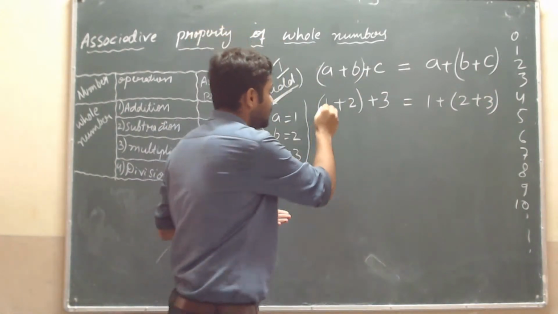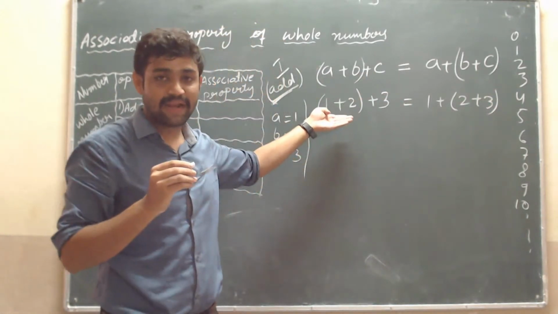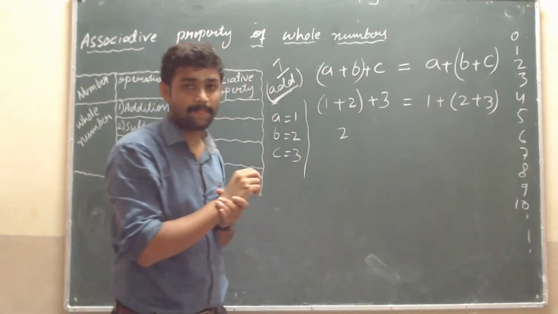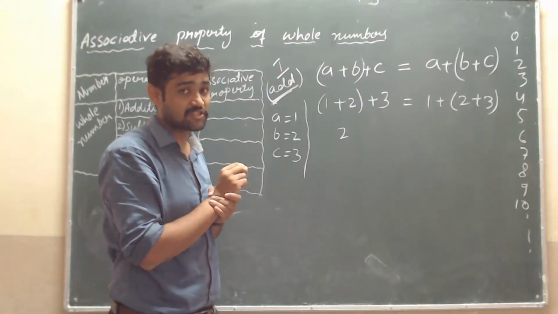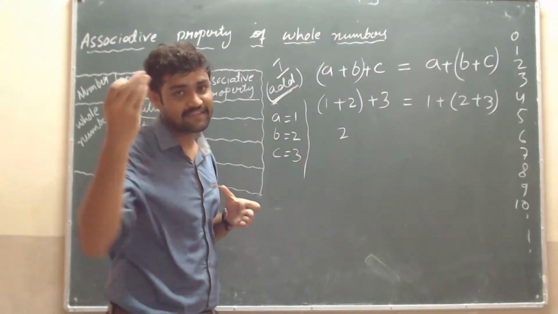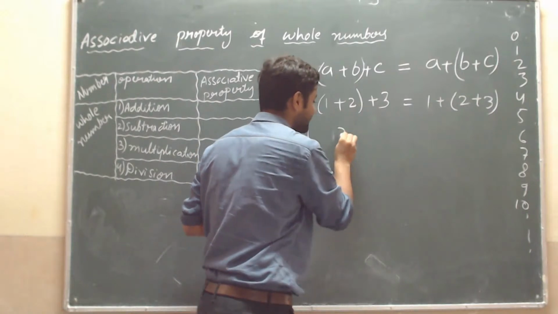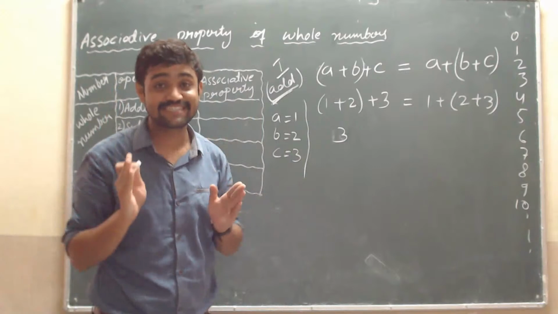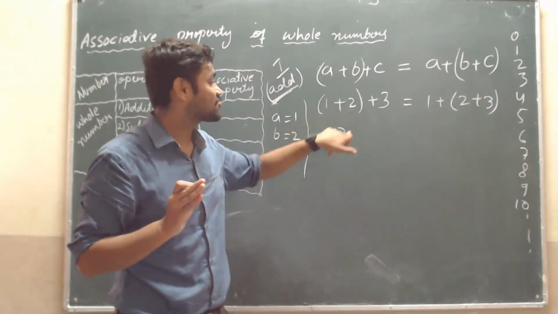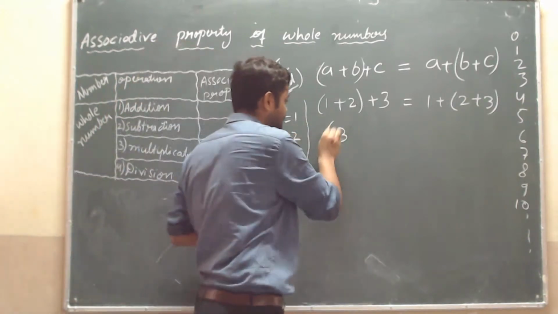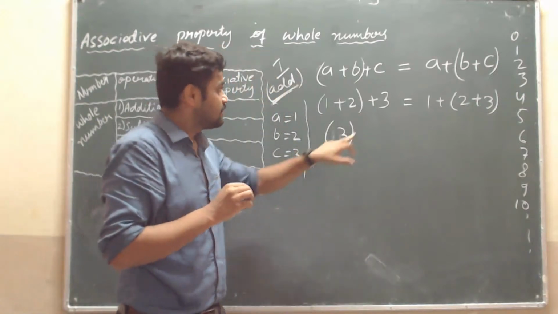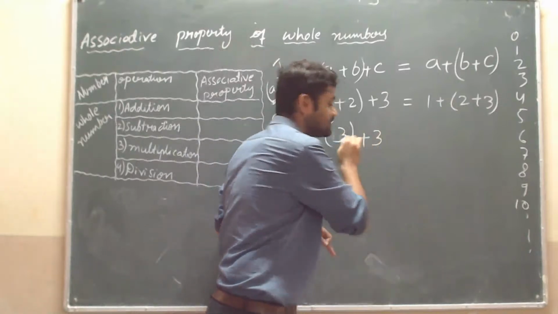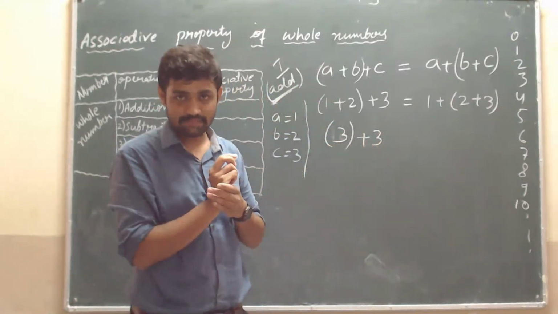Then solve it. First, I will solve the brackets. That is 1 plus 2 is 2? No sir, 1 plus 2 is 3. You have to concentrate here and judge it. That is 1 plus 2 is 3. Then add the bracket, plus 3, which is 3. Did you understand clearly?